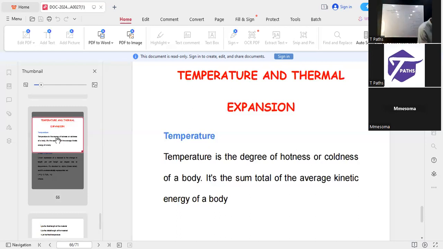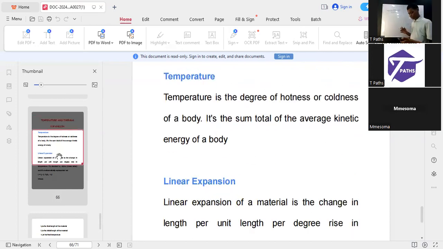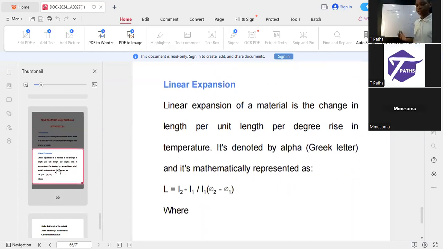So now we'll be doing linear expansion. We'll start with linear expansion. So what's the definition of linear expansion? Linear expansion of a material is simply the change in length per unit length per degree rise in temperature. It is denoted by alpha, which is a Greek letter. So linear expansion is denoted with this Greek alphabet, alpha.